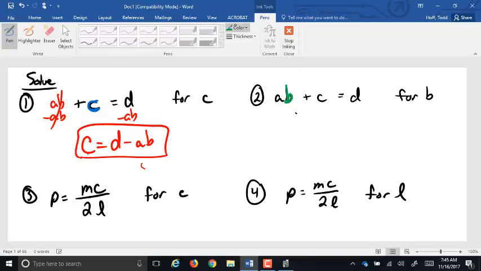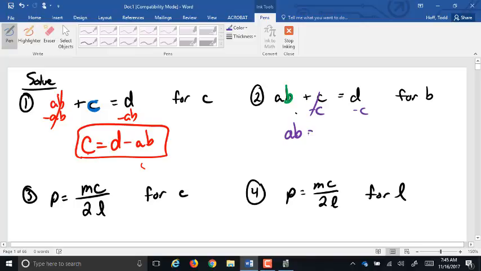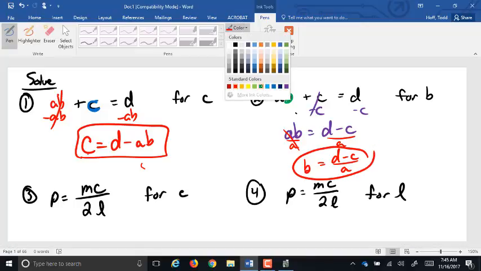Solving for B, we have to first get rid of C by subtracting it. So AB equals D minus C. Then we have to get rid of the A. It's multiplying, so we're going to divide by A. So B equals D minus C over A. Questions there?